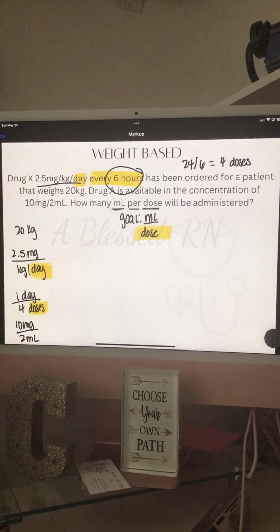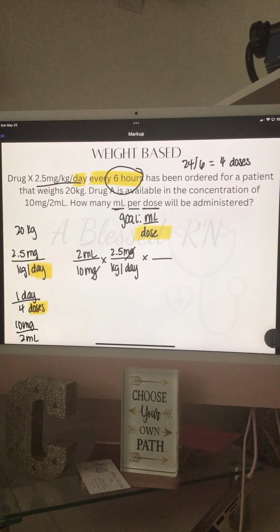Okay, I think I got what you're saying, Kim. I think I kind of wrote that down. Okay, so 2 ml over 10 mg. Yep. So then, what's next? Do we have milligrams in our pieces? Yep, we do. 2.5 mg per kg/day. Boom, boom. Okay. Now we got kilograms and days.